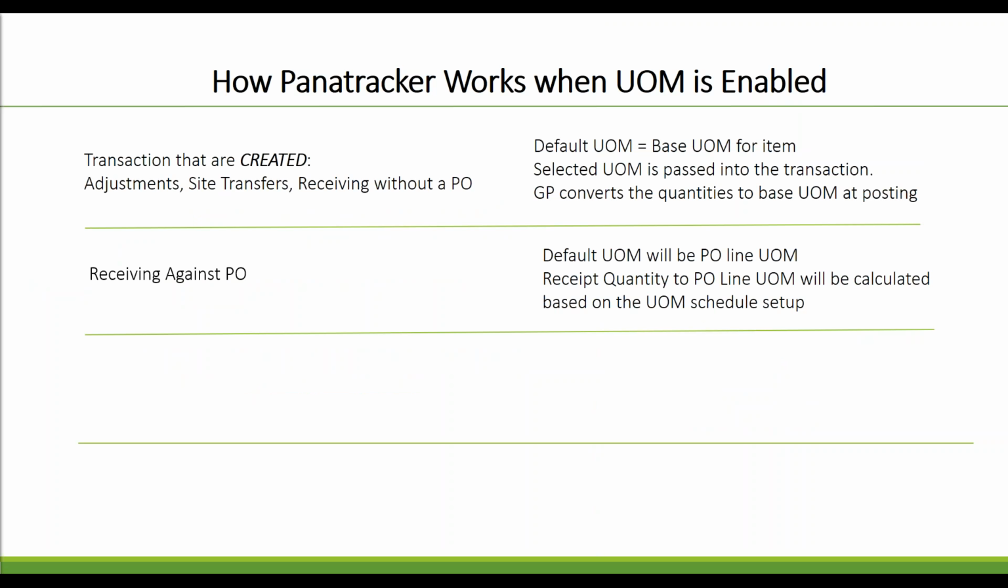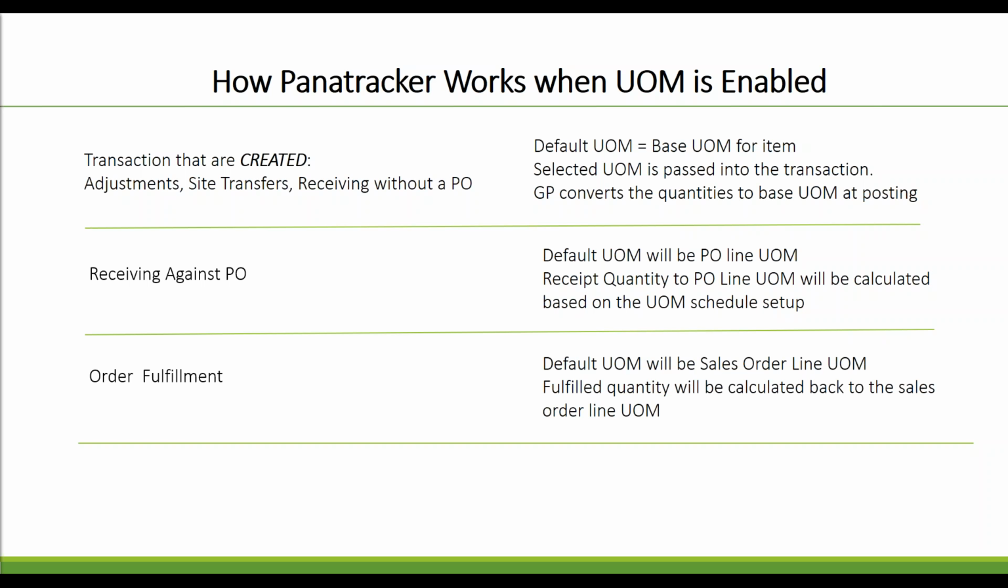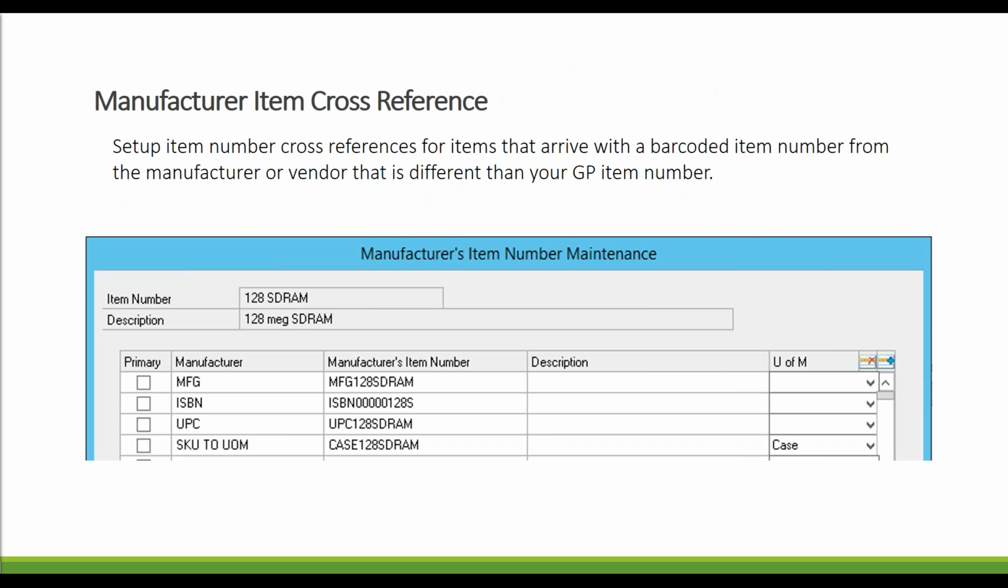So basically how we work with unit of measure enabled is, if transactions are created, you can default the unit of measure, and the base unit of measure will just be used on those transactions. If it's used against receiving, we actually do conversions back to the purchase order. Same thing with the sales order. We'll make that conversion back to what the sales order unit of measure is, so that way we're handling that in the proper way for you.